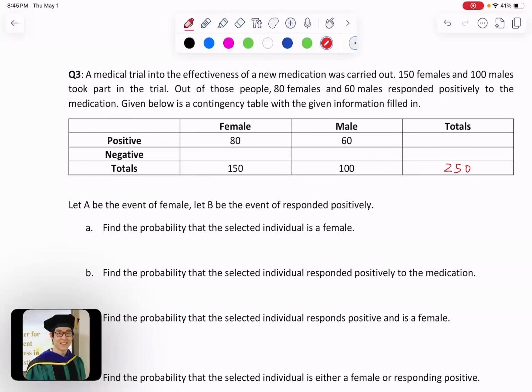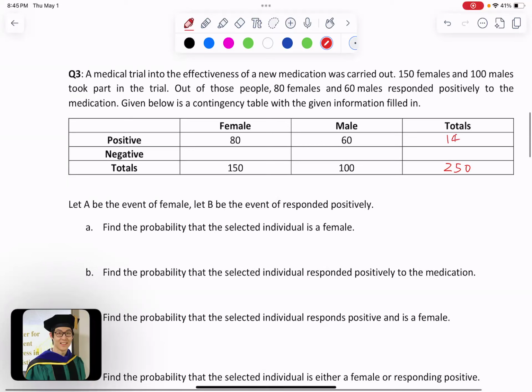So we can fill in the rest. The marginal total for positive is altogether 140, so we should have 110 for negative. Because there are 150 total females, this should be 70, and then 100 minus 60 is 40. 70 plus 40 is again 110. So we verified we calculated everything correctly.